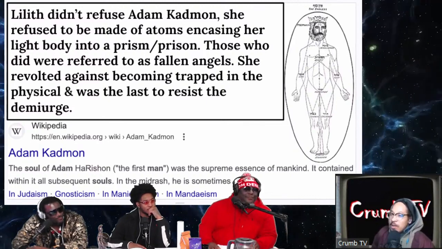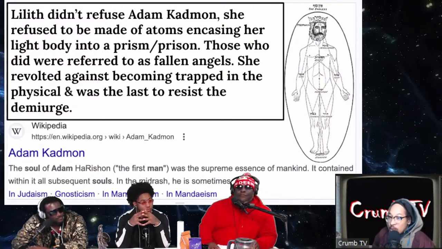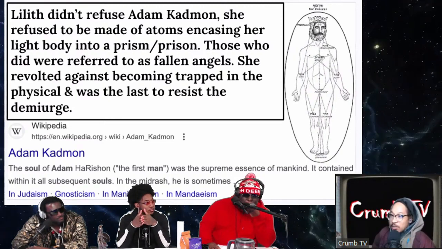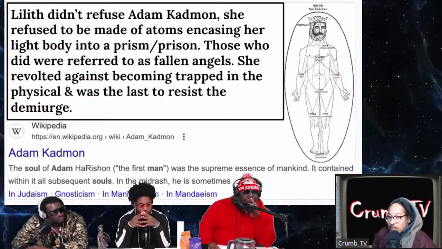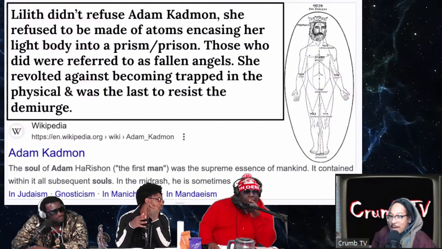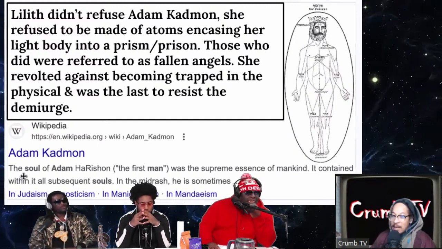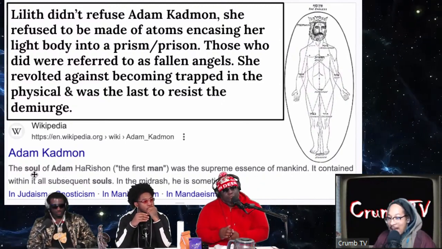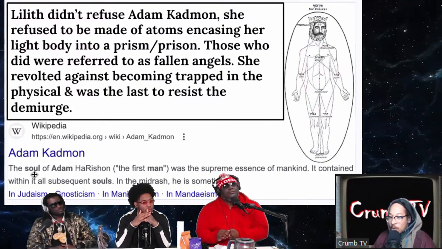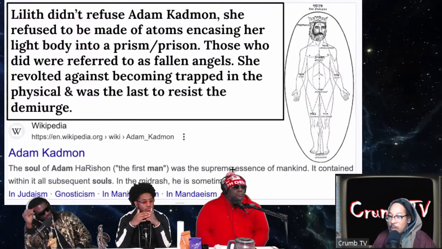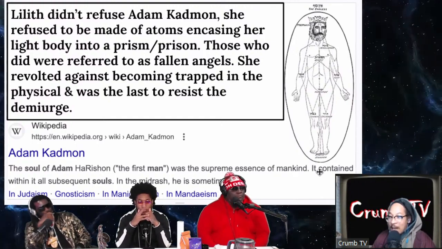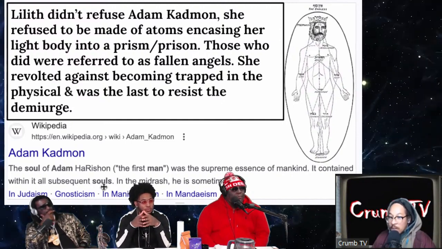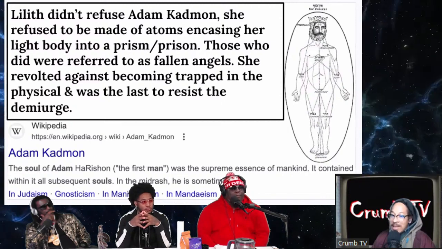Let's go. Those who did were referred to as fallen angels. She revolted against becoming trapped in the physical and was the last to resist the demiurge. So this is all in Genesis chapter 1. And right here at the very bottom, it says Adam Cadman, the soul of Adam. In chapter 1, that Adam is soul man. He doesn't have a physical body yet. He was the supreme essence of mankind. It contained within it all subsequent souls. So I just want to make that distinction.